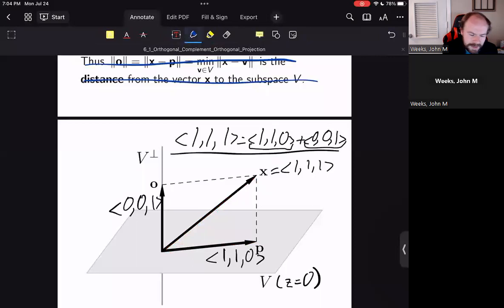Let me try and draw a better picture here, just for the sake of having a look at it. Let's take a vector like this one. Let's say that this one is going off in V. So let's call this one V.